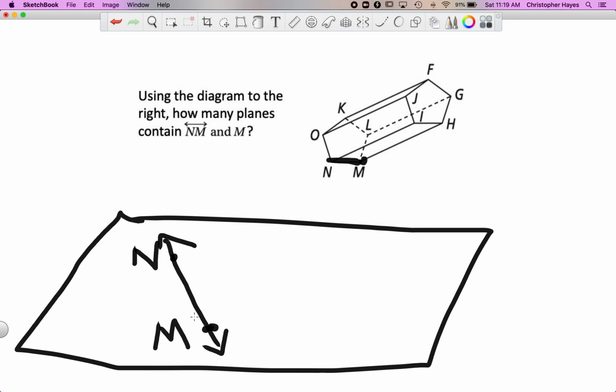Well, that's just the same thing as saying NM. How many planes contain this line? And so the answer is going to be infinity. Infinity planes contain that line because, again, you need 3 points to have a distinct, unique plane. Only 2 will give you an infinite number. So this one, the answer would be infinite.